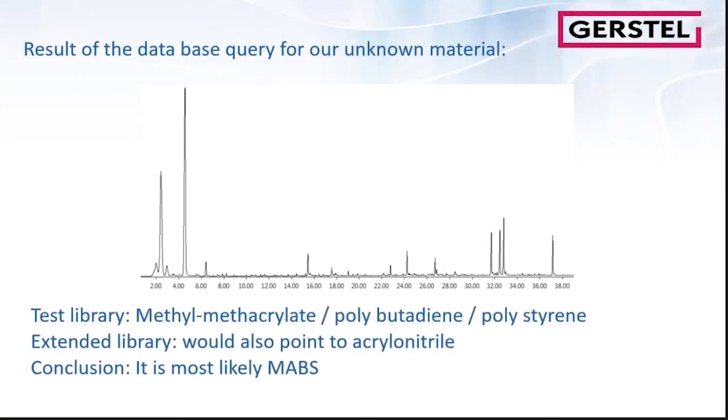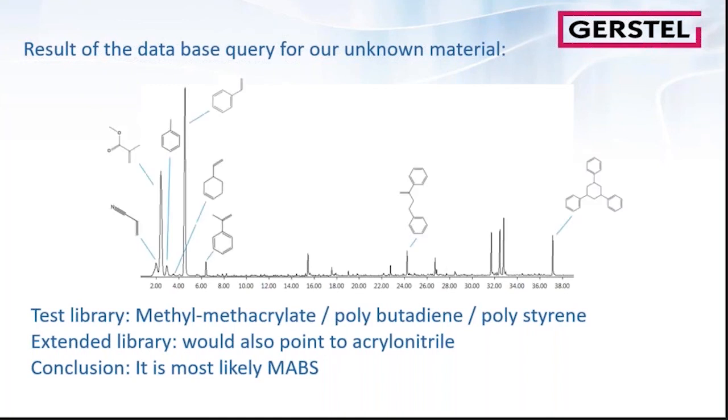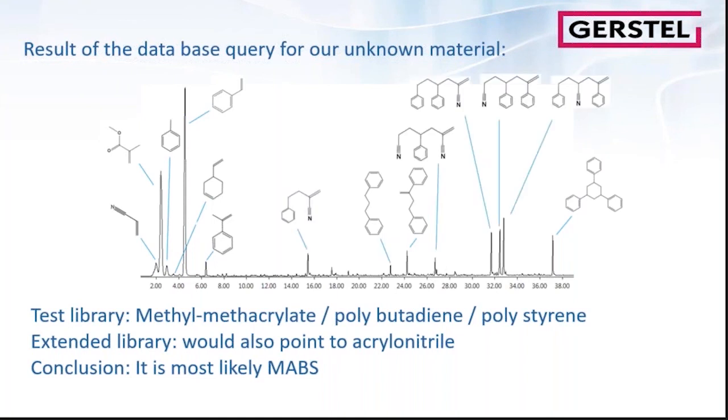I think yes. With our little test library, we already found 3 polymers, and with an extended library, we would also have found acrylonitrile. So the conclusion is it is most likely MABS. This was the picture we already got with the NIST identification of mass spectra. So there are peaks left with the NIST library. But when you dig deeper into the literature a little bit, you are also able to identify the rest of the remaining peaks. And now with this full picture, I hope you can agree that the conclusion, it is MABS, is true.